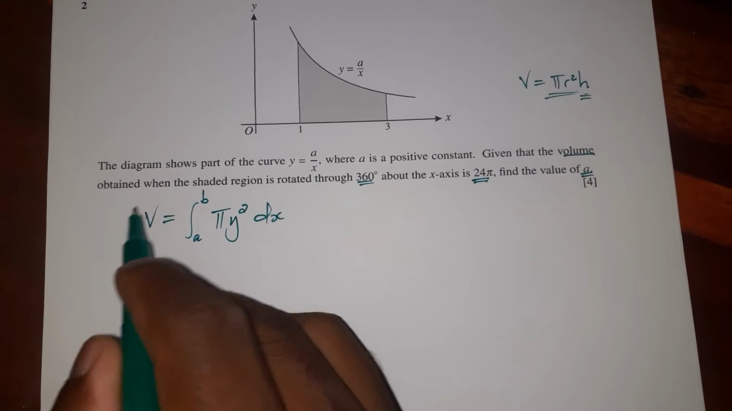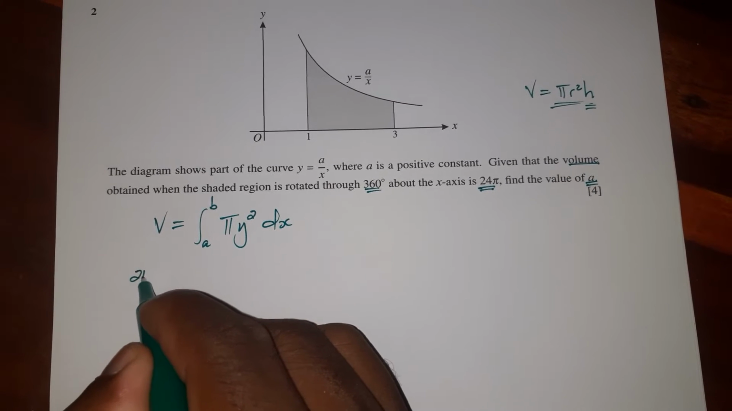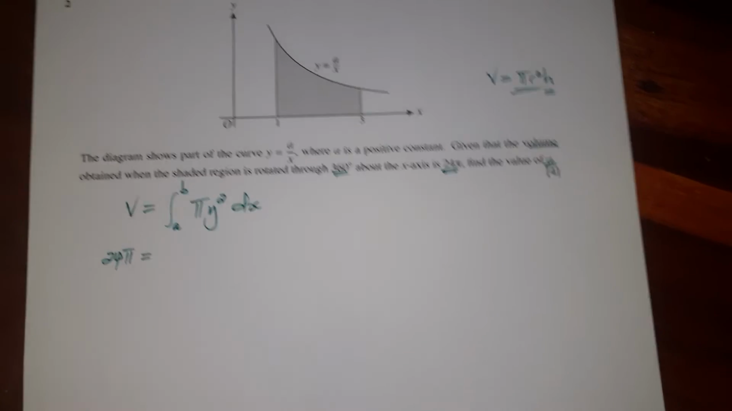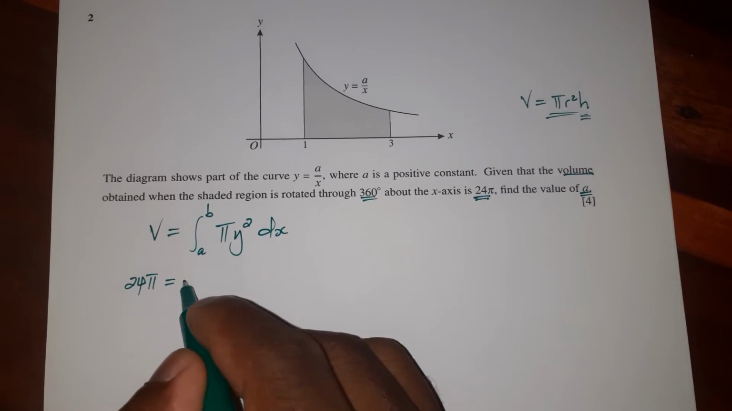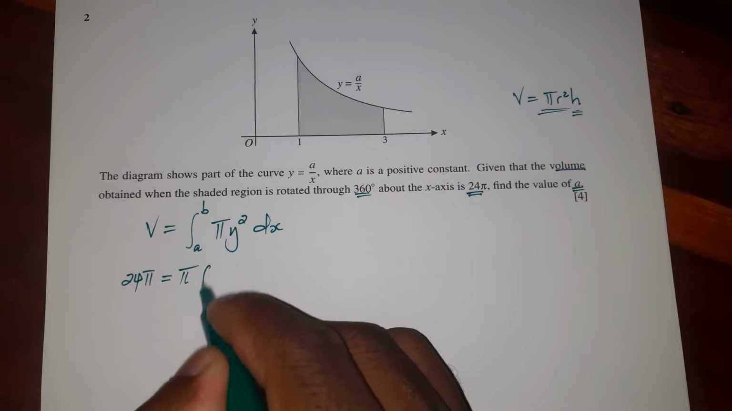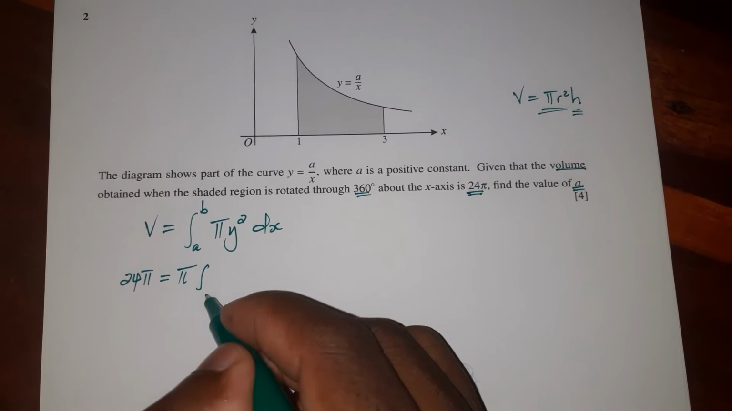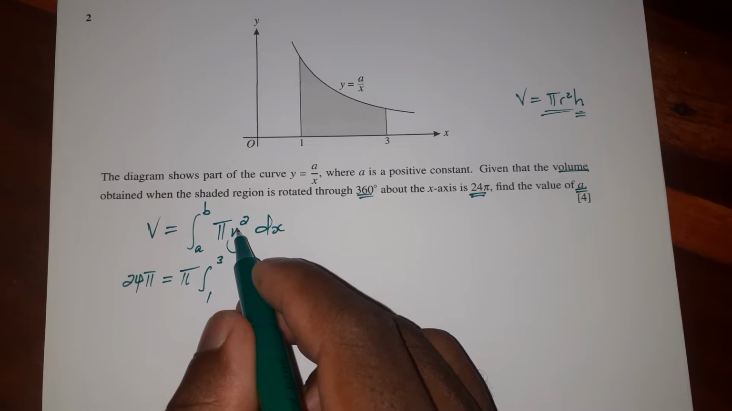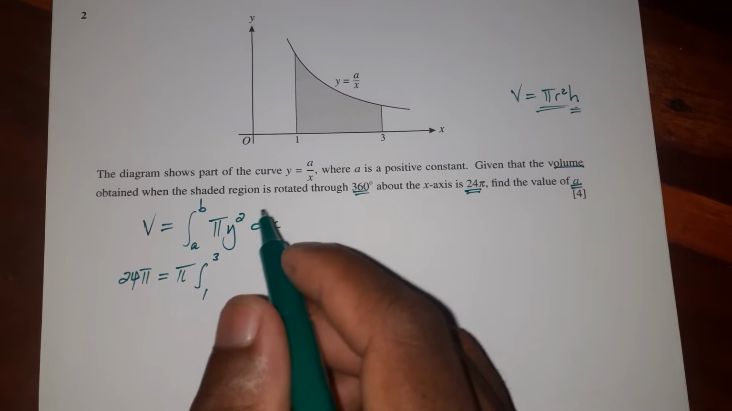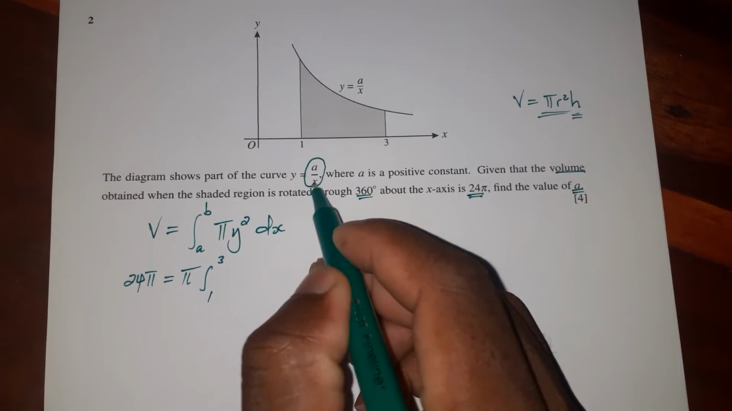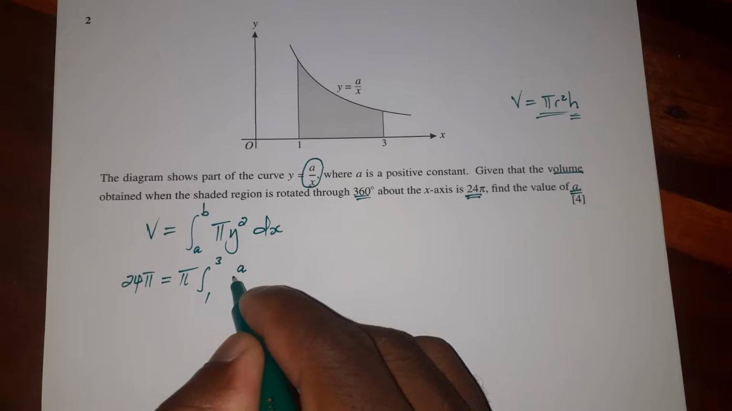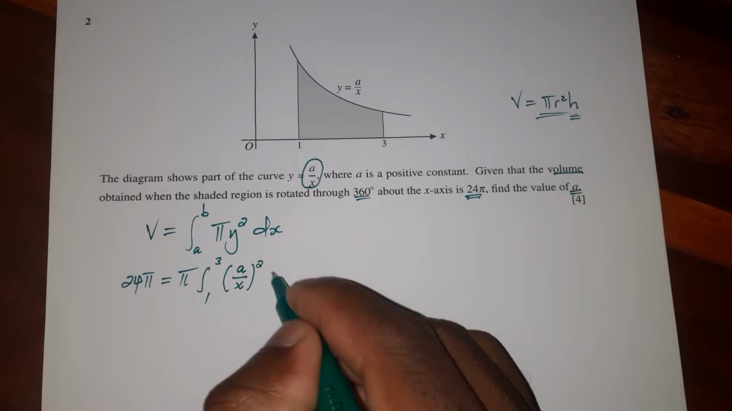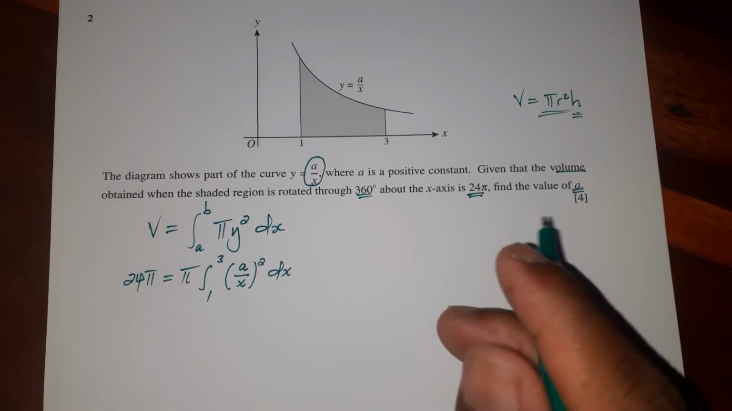Since we are given the volume, which is 24 pi, we write 24 pi equals to, and on this side, since pi is a constant, we take it outside the integral. We now replace the A by 1 and then B by 3. And then instead of writing y square, we write what y is equal to, which is A over x. Because the y is squared, we square this, and then dx.